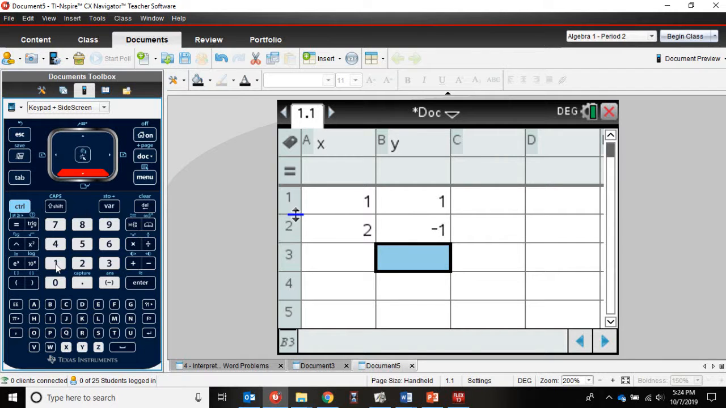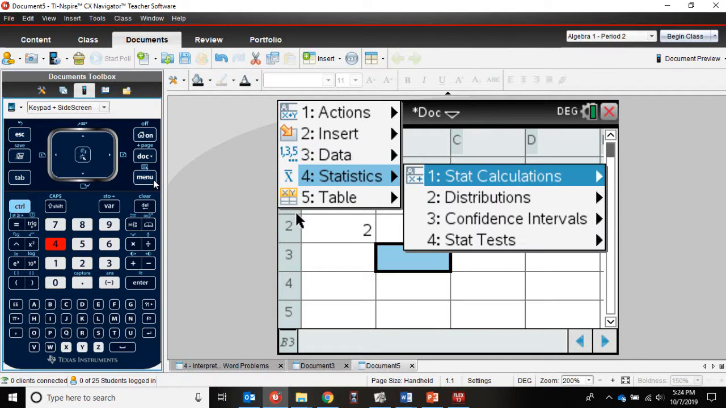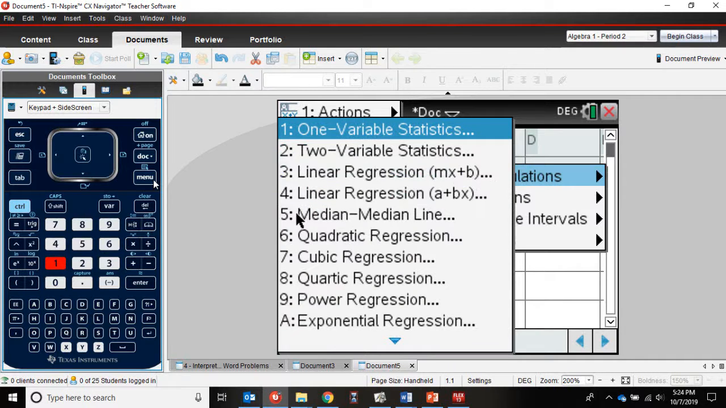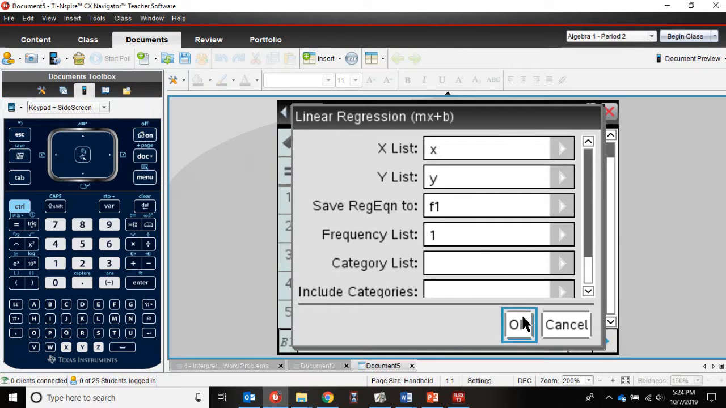And now that I have both of my points typed in, I'm going to press Menu, number 4 for Statistics, number 1 for Stat Calculations, and then number 3. And if you don't remember which number to push when you get to this screen, just remember Y equals MX plus B, which is number 3. And then it's going to ask you to type in your variable. So what did you call the x's? Well, you called them x, right? If that's how you labeled it. And then scroll down, and what did you call the y's? Well, hopefully you called them y. And then use your little keypad and come over here and press OK.